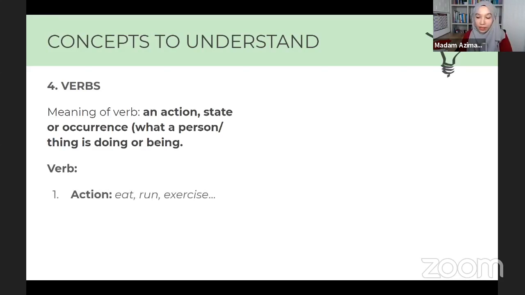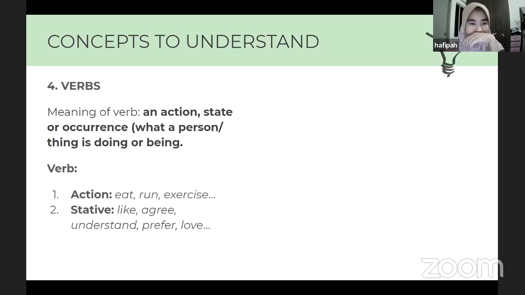Action verbs like eat, run, exercise. Those are very simple ones. If you think of action, movement, physical movement, you can see action verbs. But it can also be, like I said, stative. That means I can't really see the action. For example, I like ice cream. I can't see you liking it. Maybe you're smiling. Or I agree. Even the word agree is a verb, but it's a stative verb. Understand, prefer, love. These are not physical actions. That's why we call it stative. It's the opposite of action.